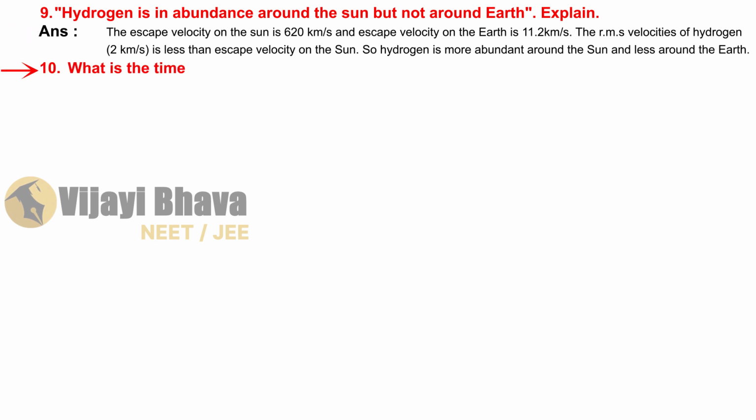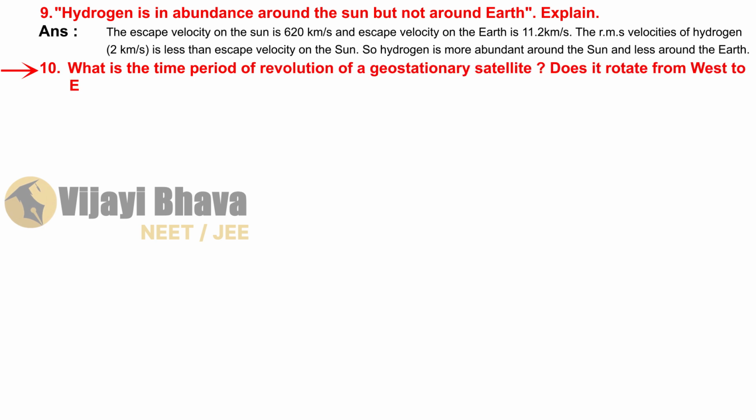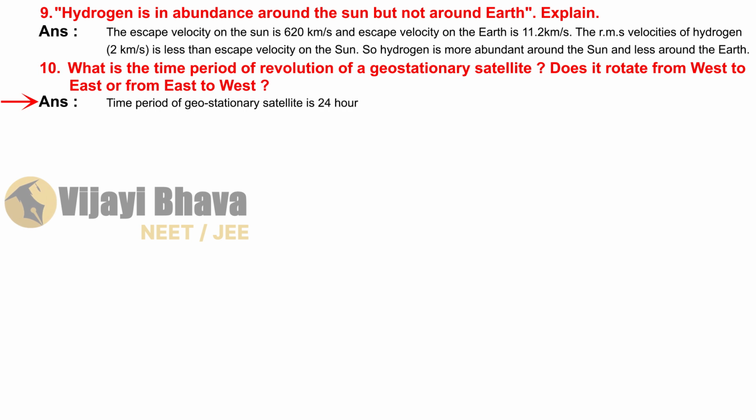What is the time period of revolution of a geostationary satellite? Does it rotate from west to east or from east to west? The time period of a geostationary satellite is 24 hours. It rotates from west to east. A geostationary satellite is one whose period of rotation is equal to the rotation of Earth. Thus it is 24 hours.